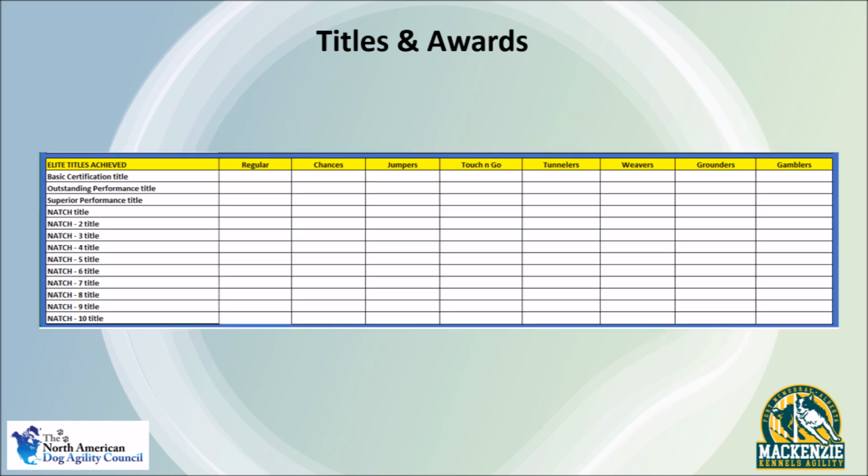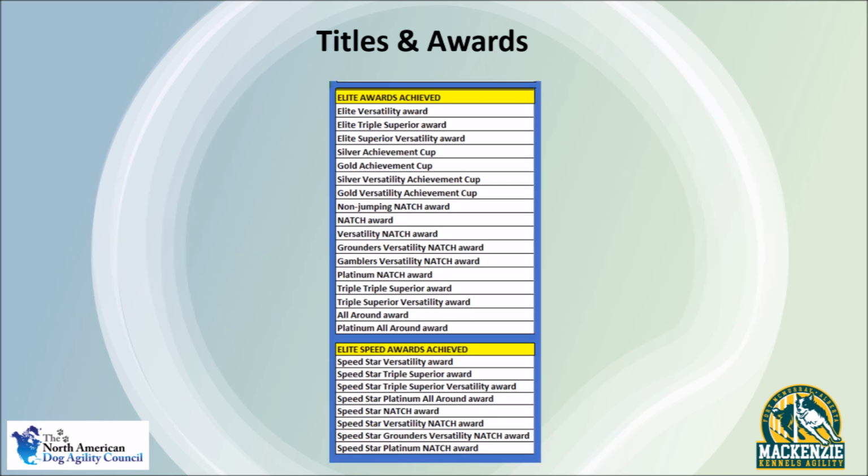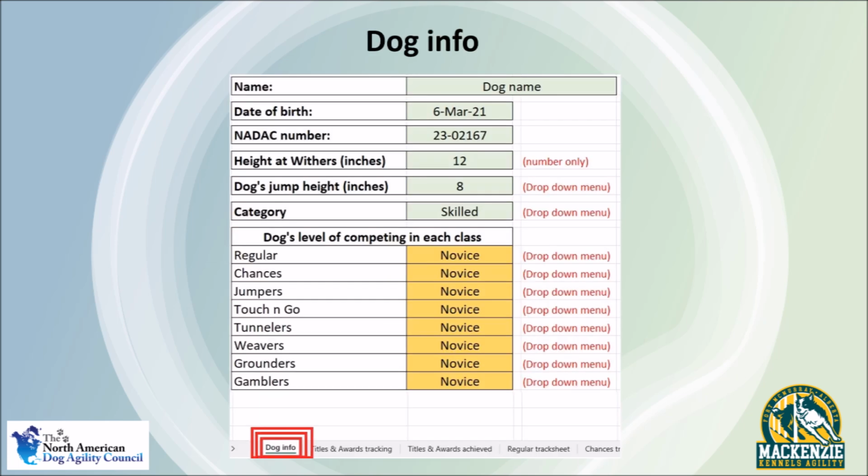And for elite, it tracks up to 10 NADAC titles for each class, as well as all the available elite awards and Speedstar awards. In the dog info tab, we fill in the dog's name, date of birth, NADAC number, height at the withers, the dog's jump height, the category, and then the level in each class. And for these, there's a drop-down menu to select the level.